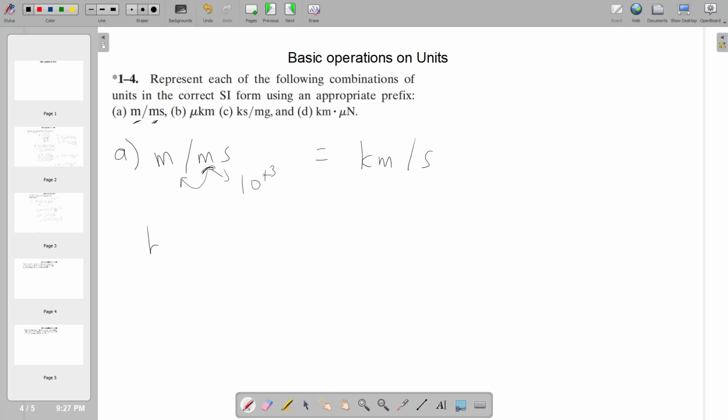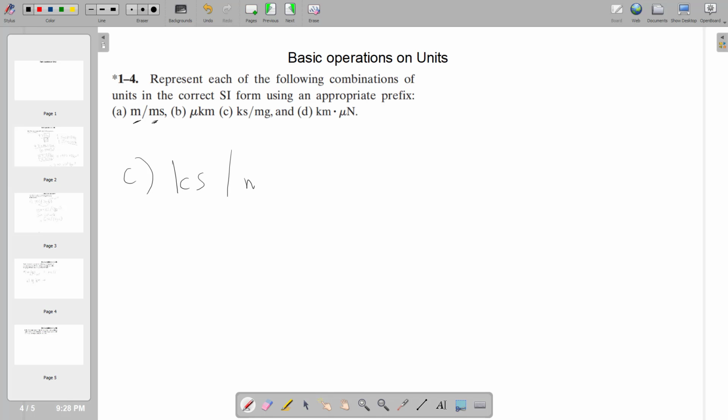B, we have micro multiplying kilometer. Inappropriate because we have two prefixes attached to one unit. According to the SI standard, we need to have only one prefix attached to a unit. So we are going to merge micro and kilo. Micro is 10 to the power negative 6. Kilo is 10 to the power 3. Negative 6 plus 3, we get 10 to the negative 3 meters, which is millimeters.